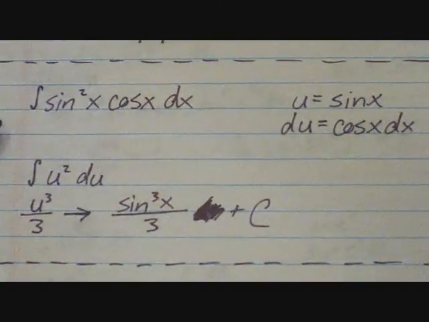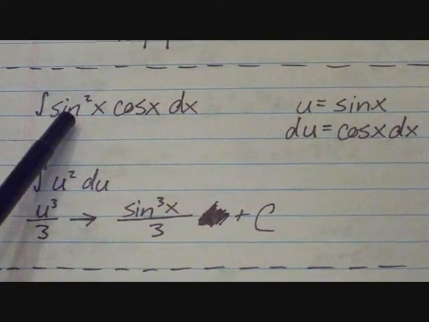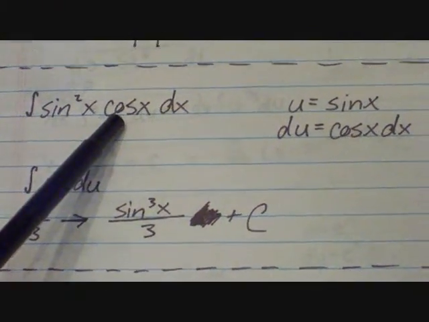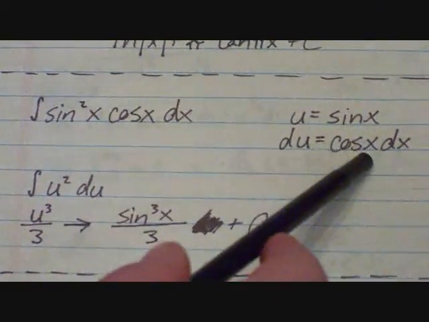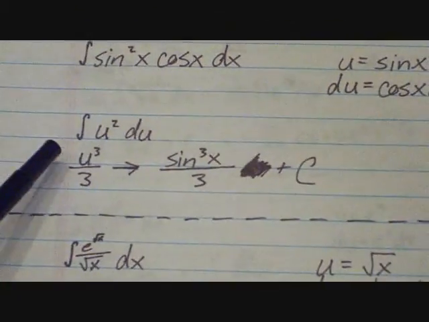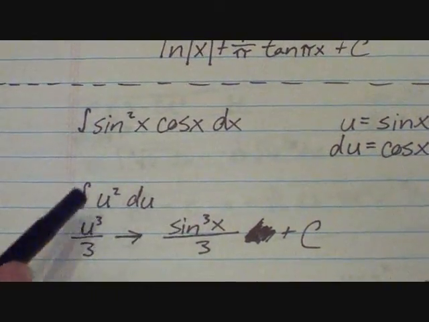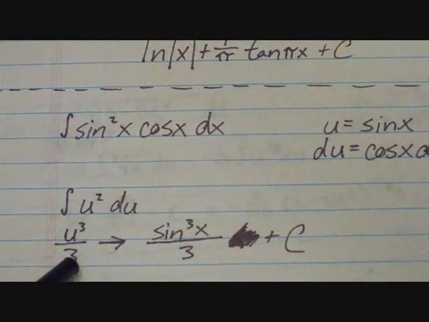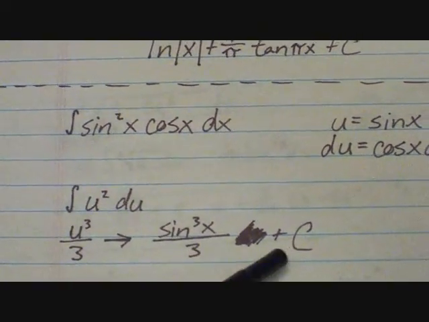Alright, here we had to evaluate the integral of sine squared x cosine x dx. Here we recognize that the derivative of sine is cosine, so we decide to pull sine x as our u. Deriving it gives us du equals cosine x dx, which we can plug back in here. So, coming down here, we have the integral of u squared du, which then becomes u cubed over 3, which, plugging u back in, becomes sine cubed x over 3 plus c.